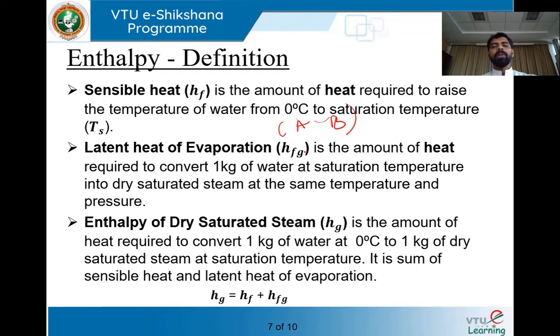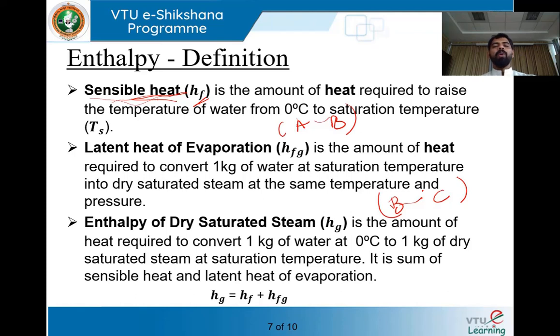So it is the amount of heat that increases the temperature of water from 0 degree to TS degree centigrade. That amount of heat required is what we call sensible heat, denoted by HF. F stands for fluid, it's still water, we are increasing the temperature of water. Then what is latent heat of evaporation? It is nothing but the amount of heat that is required to move from point B to C. That is what we call latent heat of evaporation.